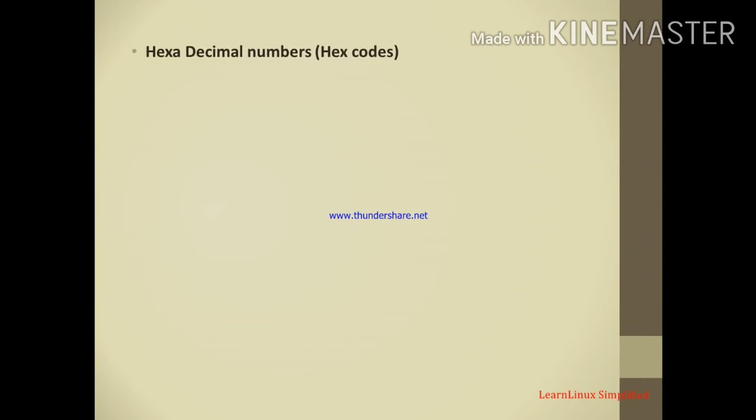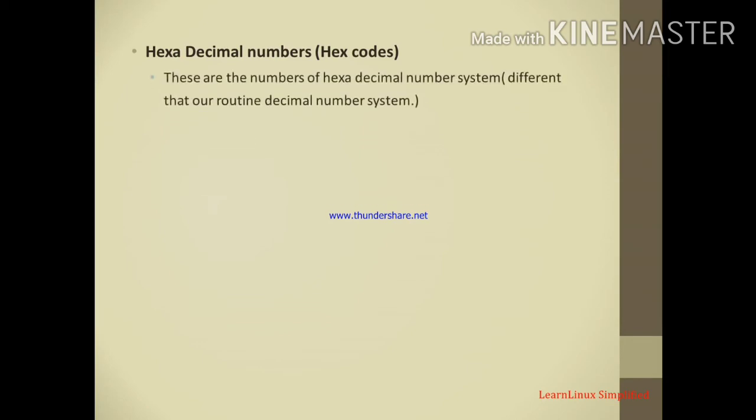Hexadecimal number. Now what are hex codes? What is 00 and what is FF? That we can see here. These are the numbers of the hexadecimal number system, which is different from our routine decimal number system. As we know, in the decimal number system we have 10 digits, that is 0 to 9. Here, unlike 10 digits in decimal, we have 16 digits to represent. Instead of 10, we have 16 digits.